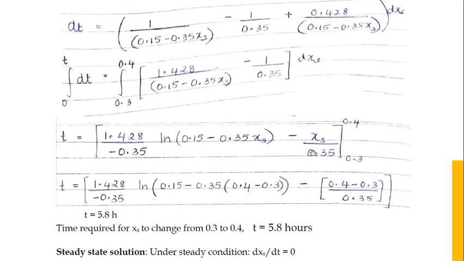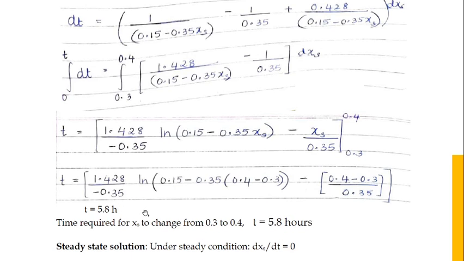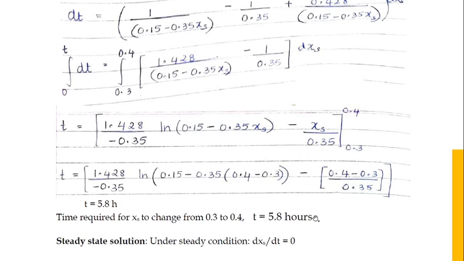So when you substitute xs, look here, it's ln of 0.15 remains as it is, minus 0.35 into xs. So wherever that xs is there, put the limits, 0.4 minus 0.3, upper limit minus lower limit, divided by 0.35. Simplify the entire term, you get 5.8 hours. So what it means is it takes 5.8 hours to reach the mole fraction 0.4 from 0.3 in the residue stream, right? So that was the one question.